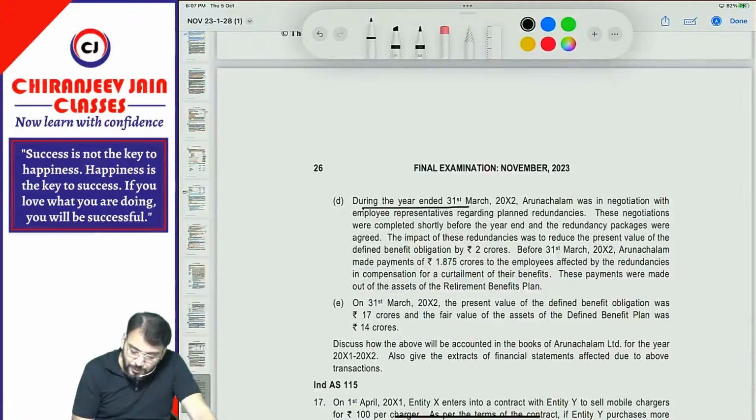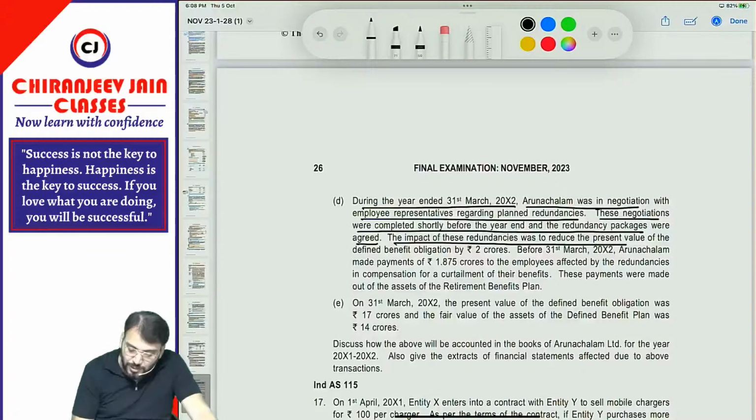During the year ended 31st March 2002, Arunachalam was in negotiation with employee representative regarding the planned redundancy. These negotiations were completed shortly before the year end and the redundancy package was agreed. The impact of this redundancy was to reduce the present value of defined benefit obligation by 2 crore. Before 31st March 2002, Arunachalam made a payment of 1.875 crore to the employee, and this payment was made out of the retirement benefit plan.